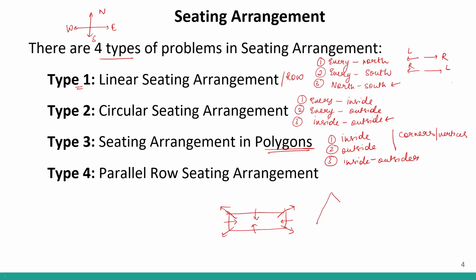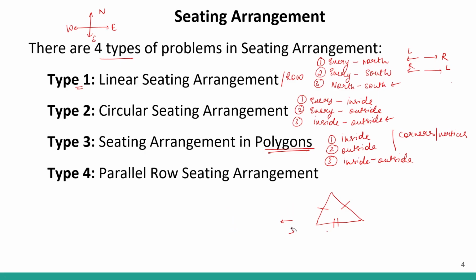There is another possibility. For example, we are given a triangle and we are told that there is one person sitting at each edge, but there is an edge where two persons sit. So this also complicates the question. But majorly you can get these types of questions: inside, outside, and some people facing inside, some facing outside. These are your questions on seating arrangement in polygons.